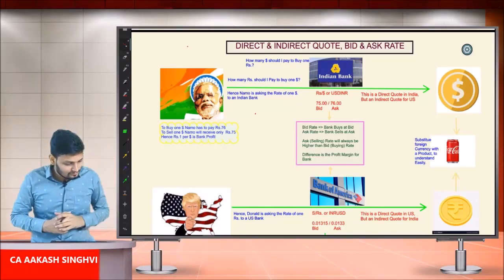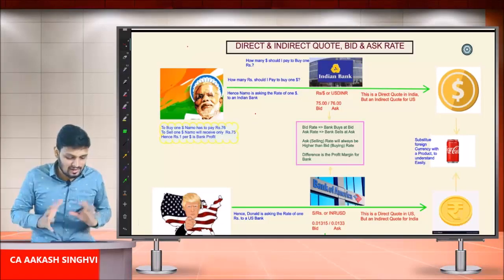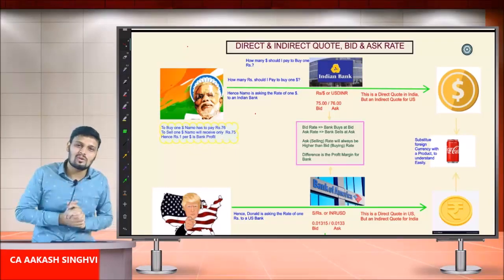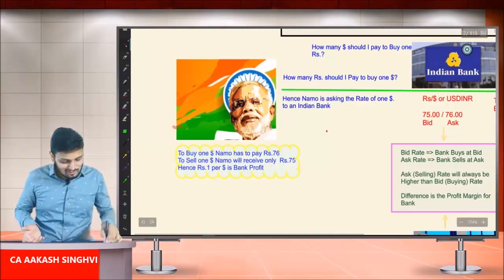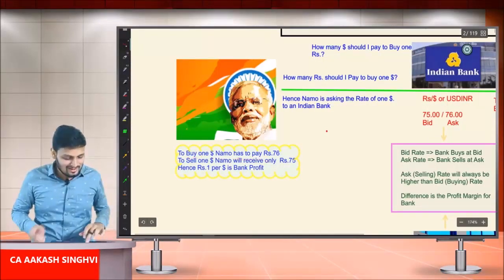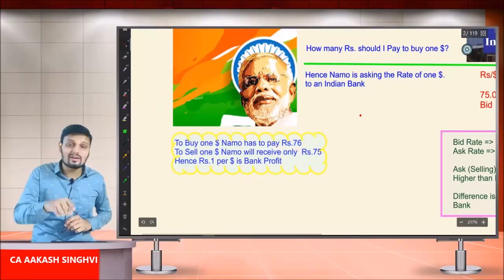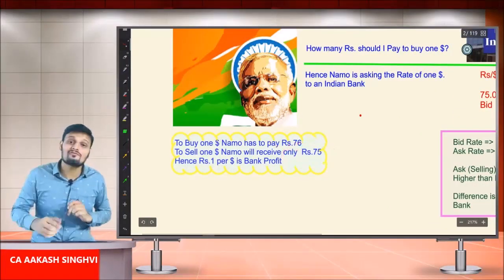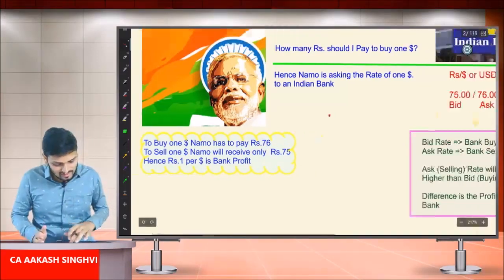Okay, so direct and indirect quote, bid and ask rate. Now let us first try to understand what is direct quote here. I hope you all know who he is, Narendra Modi, right? To buy $1, Namo has to pay rupees 76, and to sell $1, Namo will receive 75. I'll tell you what this 76, 75 is. Just be with me for the next 5 to 10 minutes.